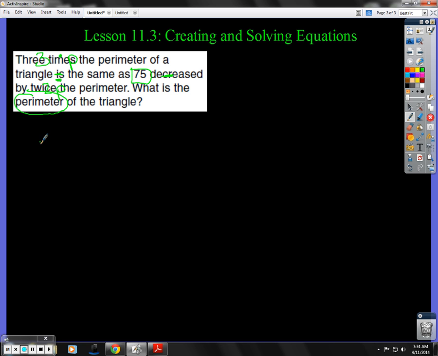If I go to write my equation now, I have 3 times P, 3 times the perimeter, is equal to, or as they said here, is the same as the number 75 decreased by, I'm subtracting from 75, decreased by twice the perimeter.